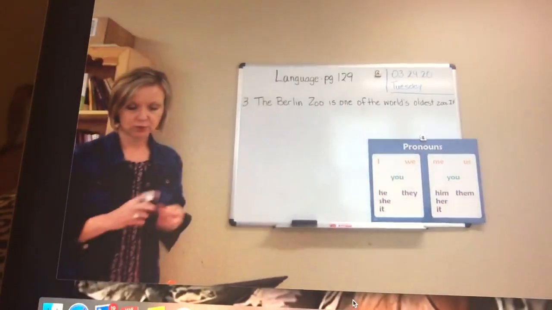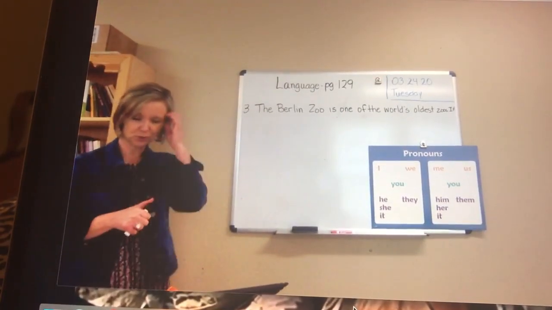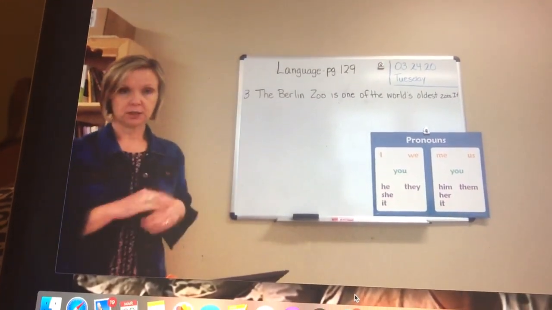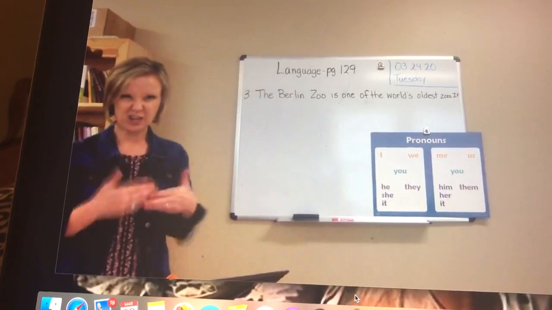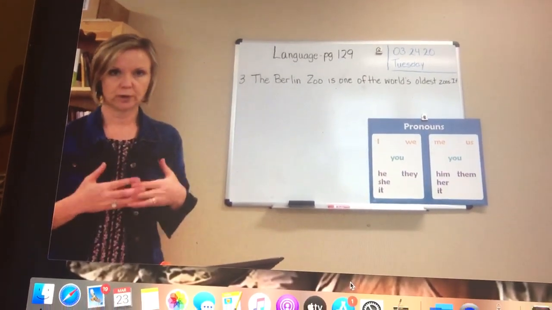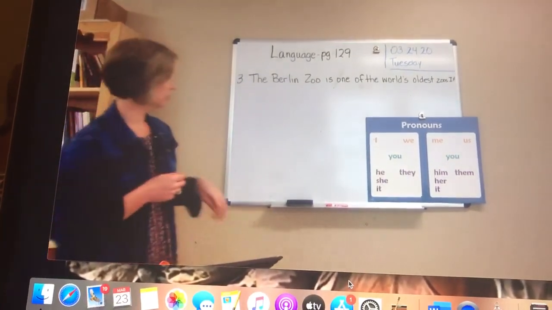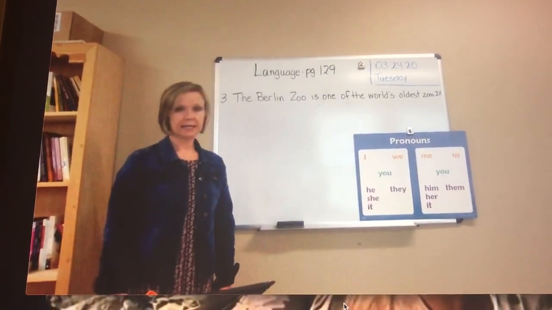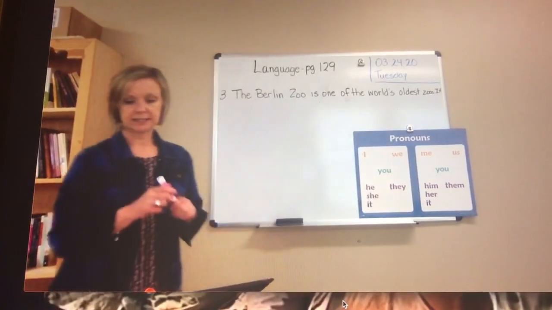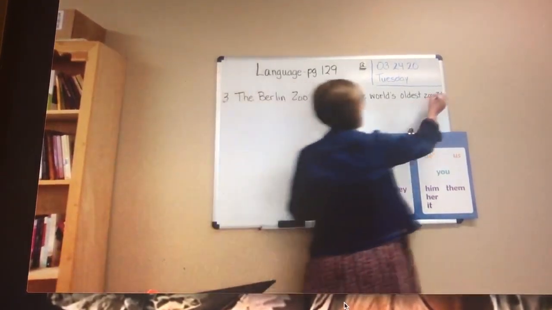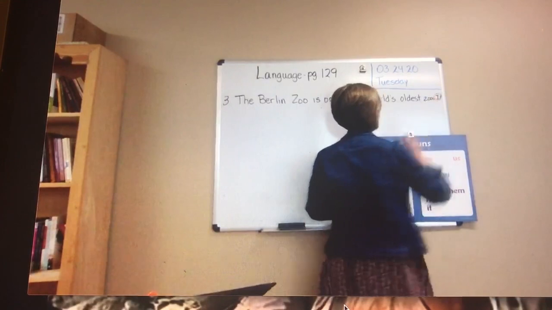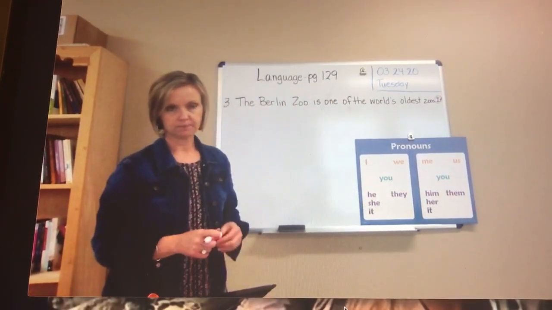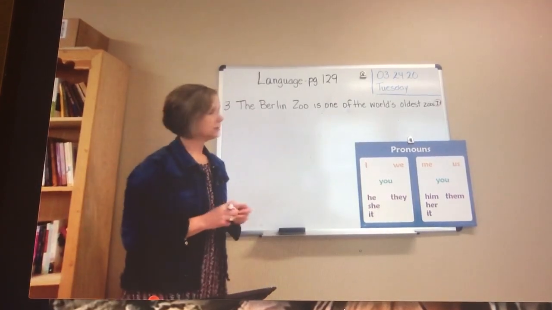Okay, so the Berlin Zoo is one of the world's oldest zoos. It has more kinds of animals than any other zoo. So I'm not going to go through each word again. I think you kind of get the gist of how to find what the pronoun is. So let's look at number 3. The Berlin Zoo is one of the world's oldest zoos. It. Here in this sentence, it would be our pronoun. I'm going to circle it because it's on our chart and at the top of your page. So I have it circled.